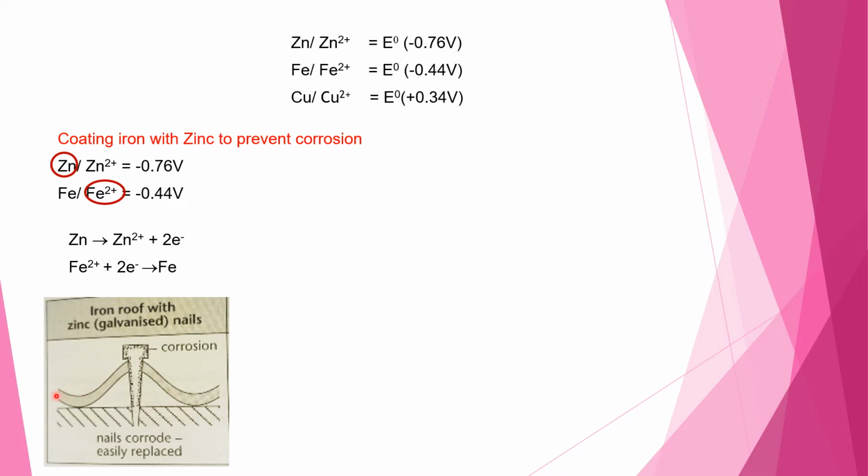We're going to look at another scenario where instead of zinc, we are putting copper. So we are coating copper on iron. Let's see what is going to happen. Copper is less reactive than iron. So if we use a less reactive metal to prevent a more reactive metal from corrosion, is it going to work out? Let's find this out.